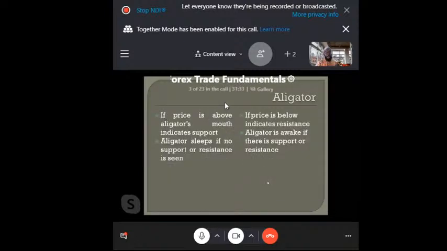If price is above the alligator's mouth, it indicates there is a support. And you already know what a support is. So whenever the current price, you will see it highlighted in blue. If the current price is above the alligator, then you have a support. The alligator sleeps if there is no support or resistance. And if the current price is below the alligator, you have a resistance. The alligator is awake if there is a support or a resistance. And if price is not above the alligator and not below, the alligator simply goes to sleep.